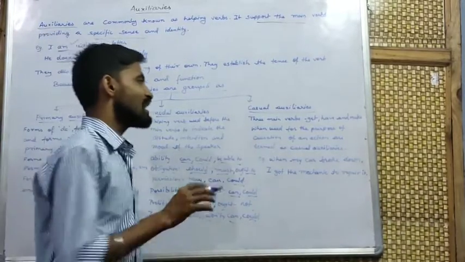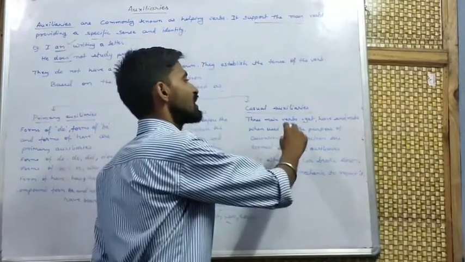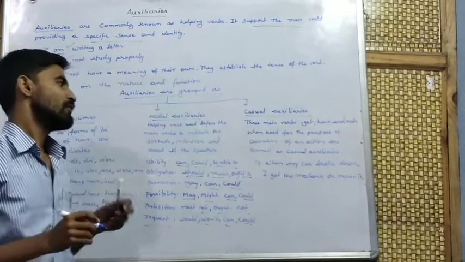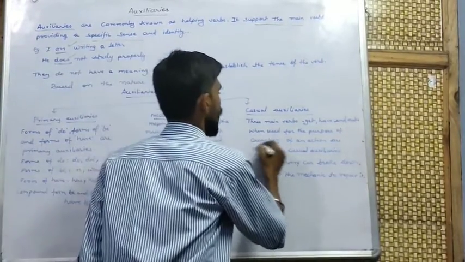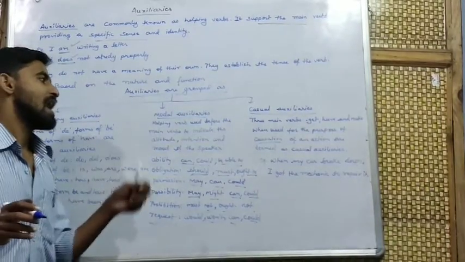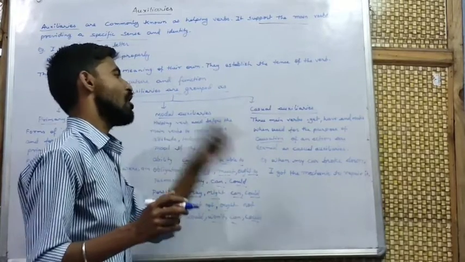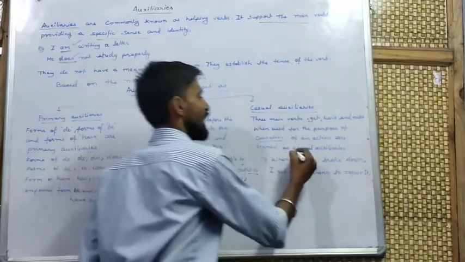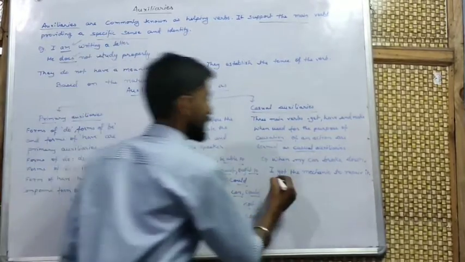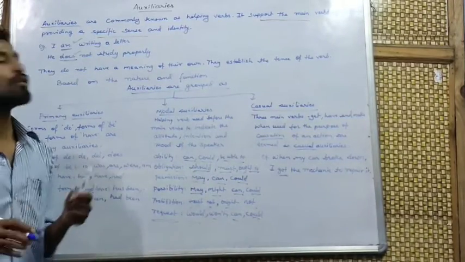Causal auxiliary. The last thing is causal auxiliary. What are causal auxiliaries? Three main verbs: get, have, and make. They are used for the causation of an action. They are termed as causal auxiliaries. When my car broke down, I got the mechanic to repair it.